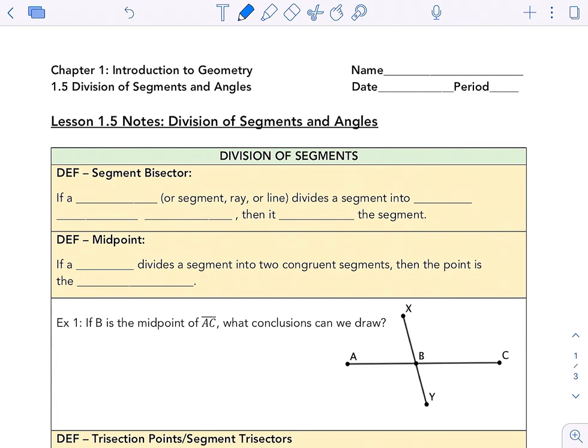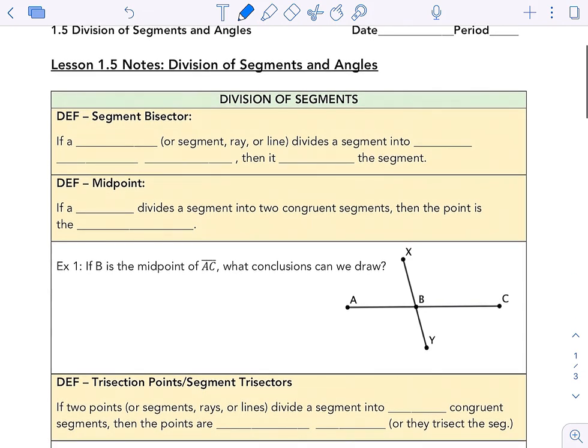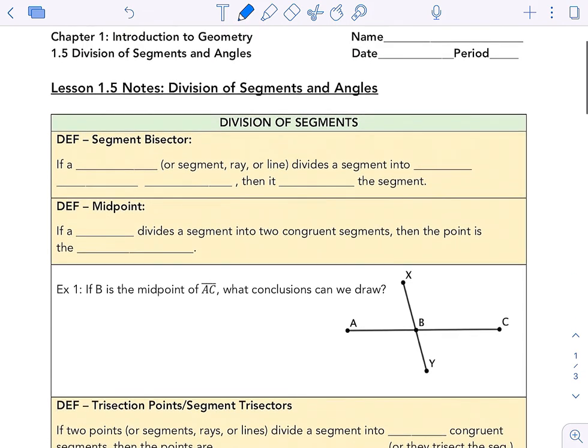So what we're going to do in this section is talk about a really important topic, which is the notation, the vocabulary, and how we use and talk about dividing segments or angles into congruent pieces, congruent segments, congruent angles. So we're going to walk through some different vocabulary and then we'll look at some examples as we finish. The first definition here, we're going to start and focus on division of segments. And the first definition that we are going to look at is the definition of a segment bisector.